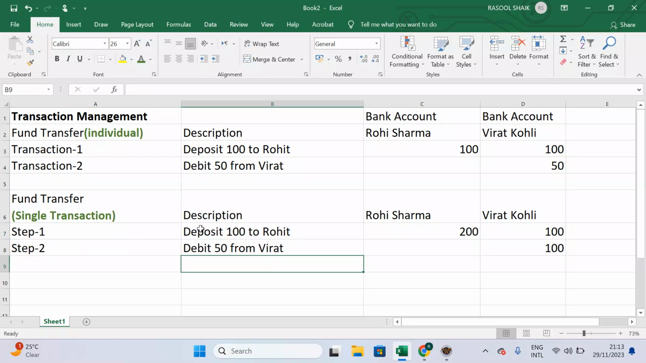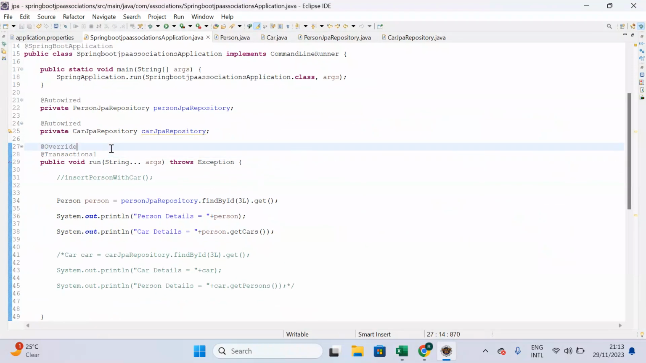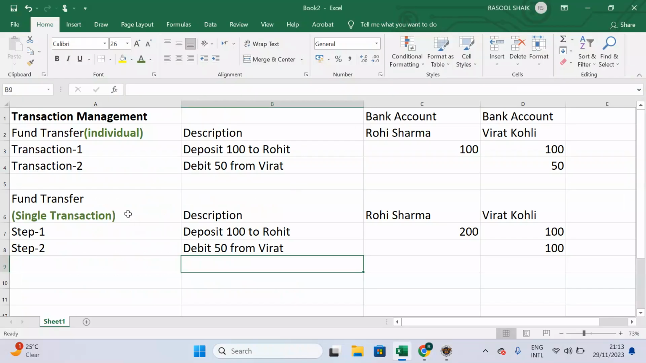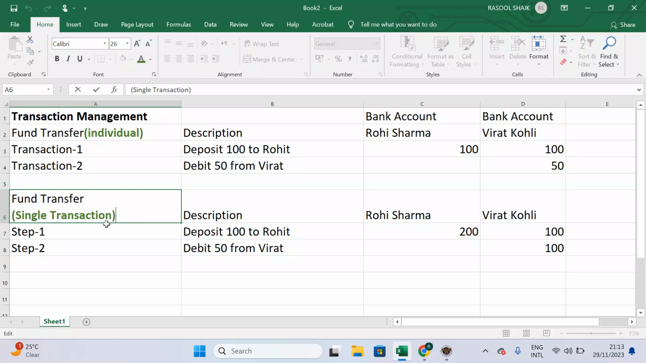If you don't specify the @Transactional annotation, what will happen? In this example, without the @Transactional annotation, as part of a single transaction, what will happen?